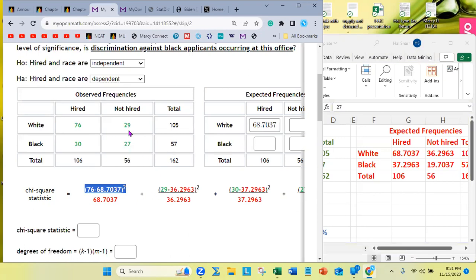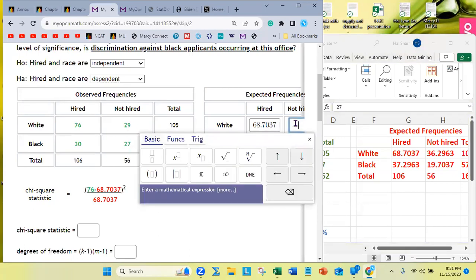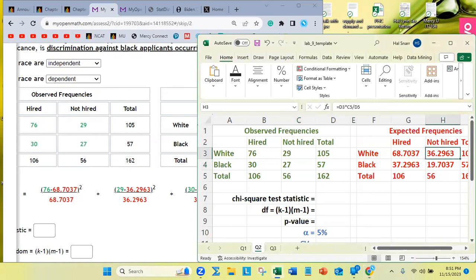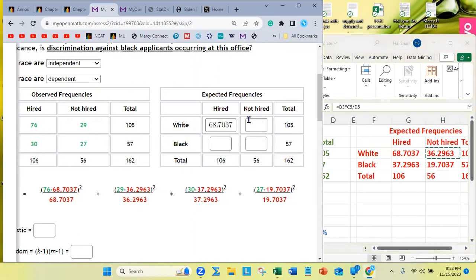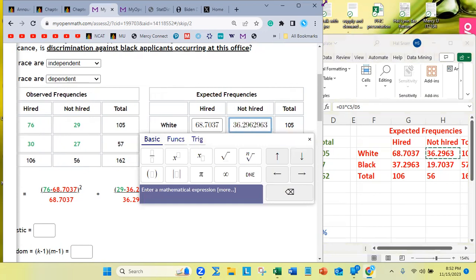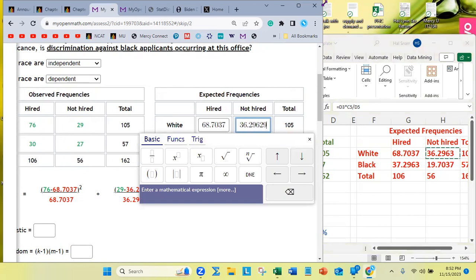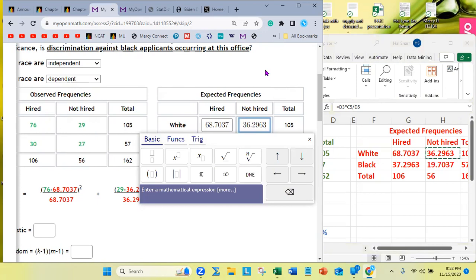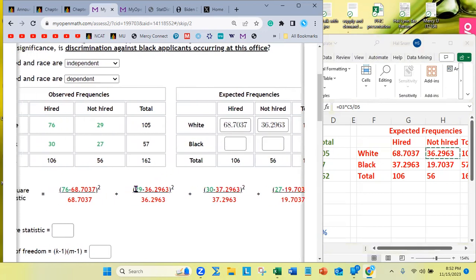And then the next one is the 29 not hired and white applicants minus the expected number of white and not hired applicants. And that is 36.2963. We need 4 decimal places. So, okay, there's 5, so that would be a 3 right there, right? Okay, and that's the next component. So this is the squared deviation from expected for white not hired. And we square that, right?